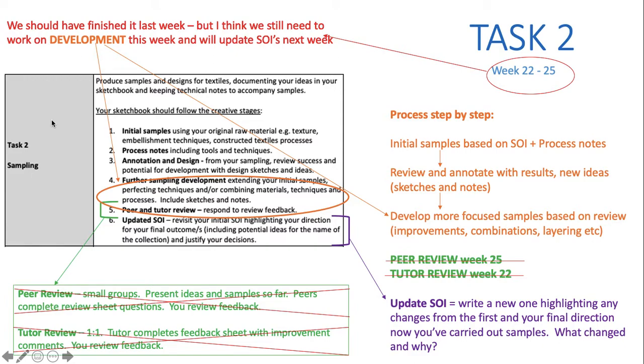So we still need to work on development as far as I'm aware. Most of you have done initial samples, so that's number 1 on the task sheet. You've included process notes, and you've started to maybe annotate and design from those in terms of things that haven't worked, things that you want to develop, things that need to be combined together so that it's a more interesting sample, ideas you've got for how you can do that for a final outcome sample. And so that's what the developmental sampling is about. It's about trying out those ideas that you've annotated and sketched and planned and thought about.